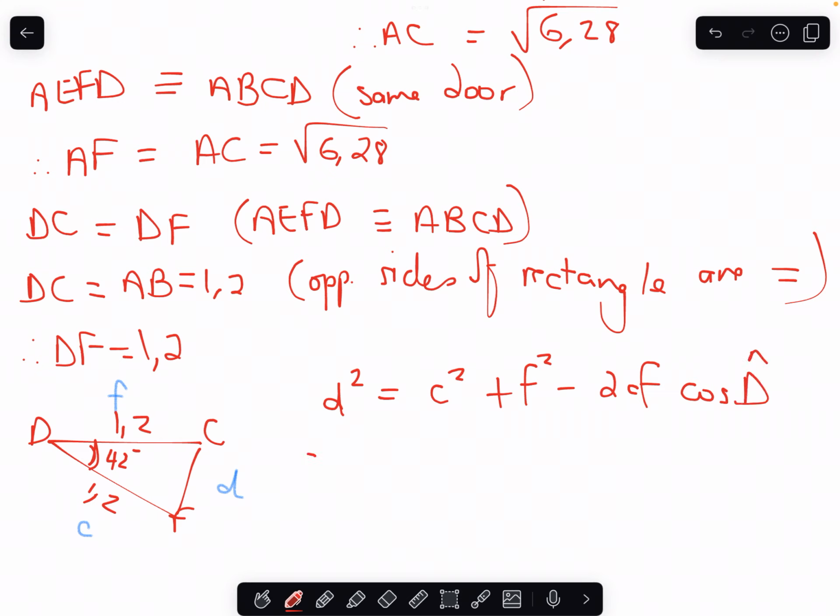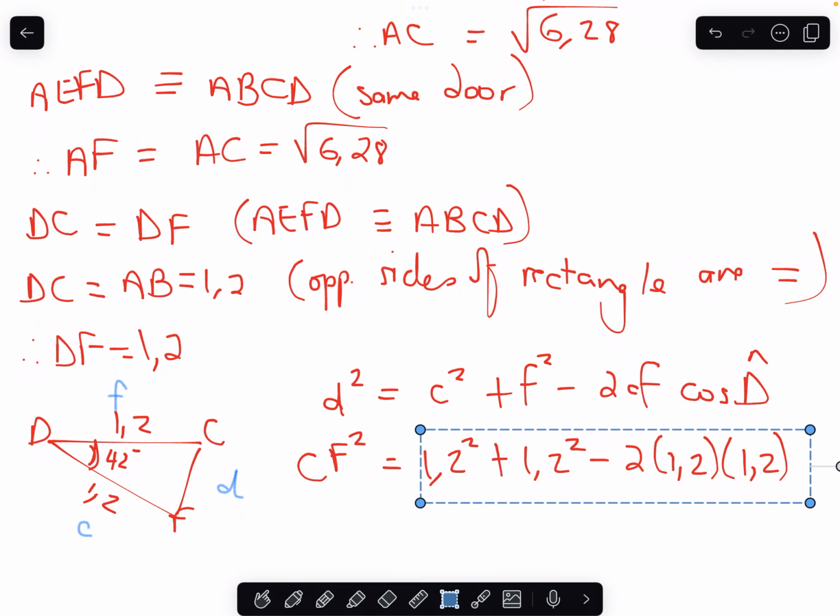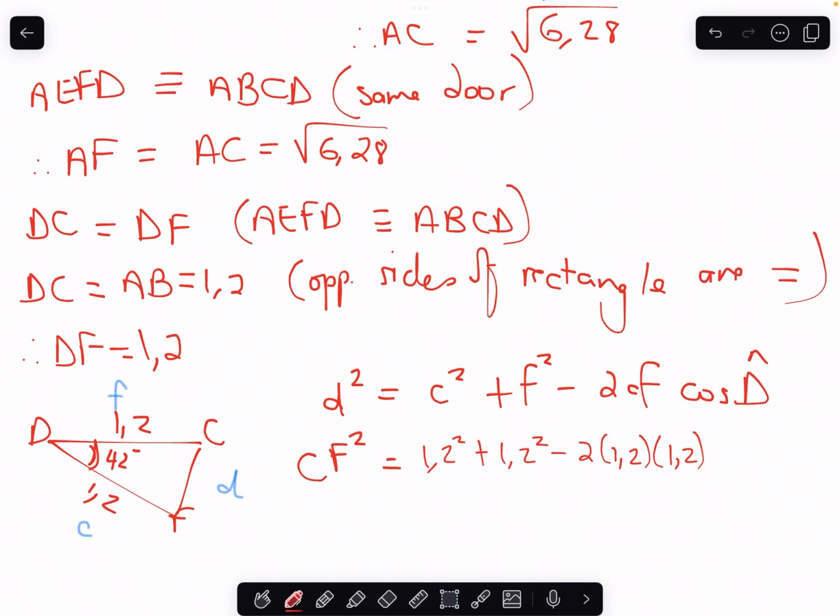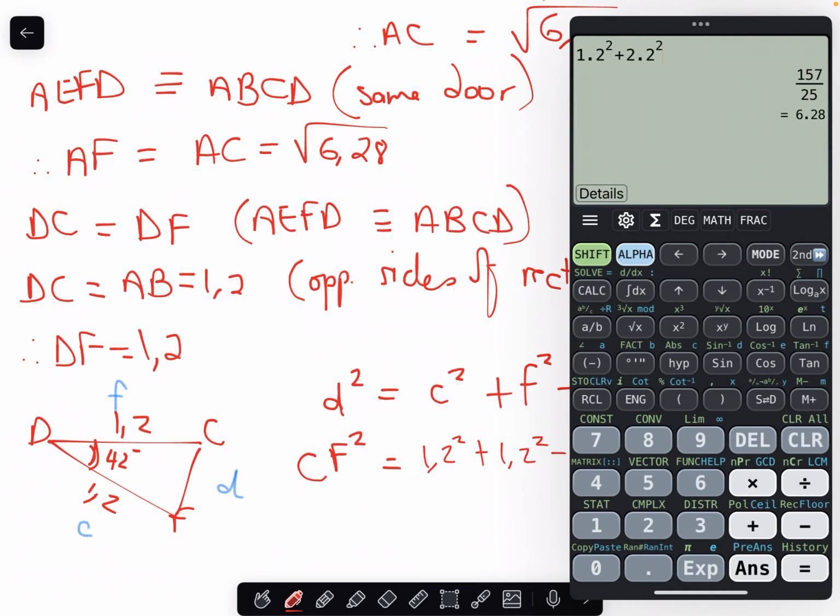So CF squared is equal to 1,2 squared plus 1,2 squared minus 2 times 1,2 times 1,2 times cos 42. And that should go to a calculator.